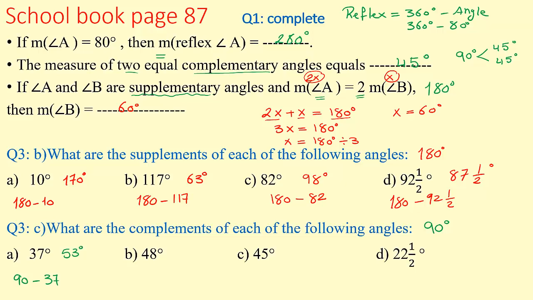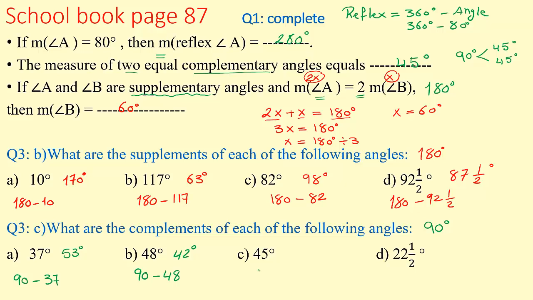What about 48 degrees? Again, I know that complementary angles equal 90 degrees. I have one of them equal to 48. So what is the measure of the other one? 90 minus 48, I will have 42 degrees. So 42 degrees is the other angle which complements 48 degrees. Pause the video and do number C and D by yourselves and then come back.